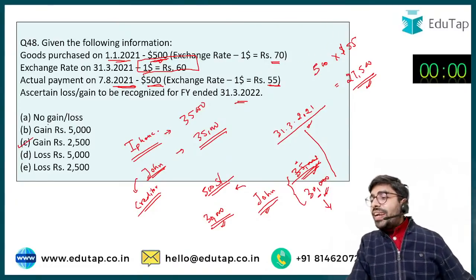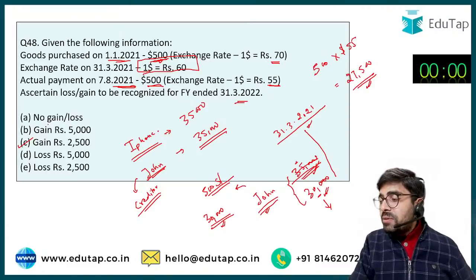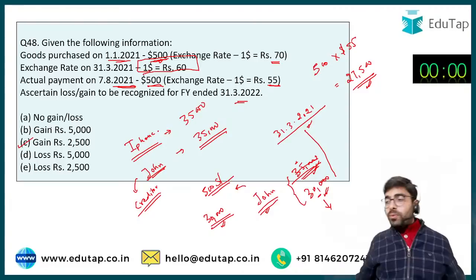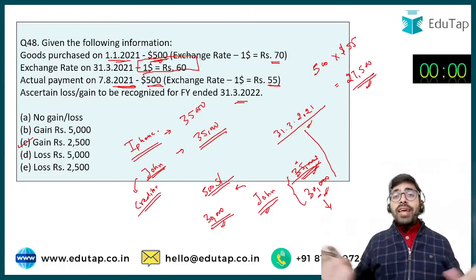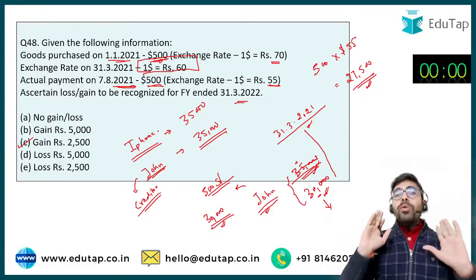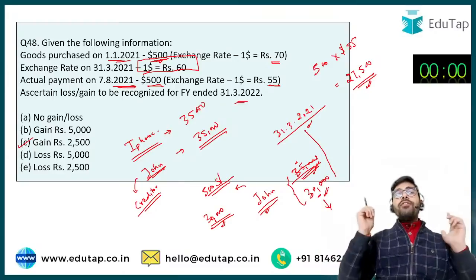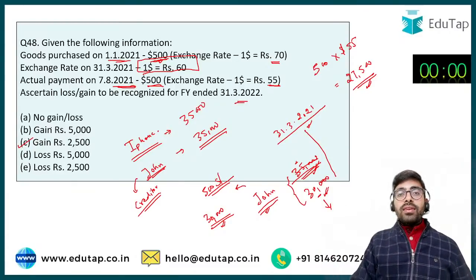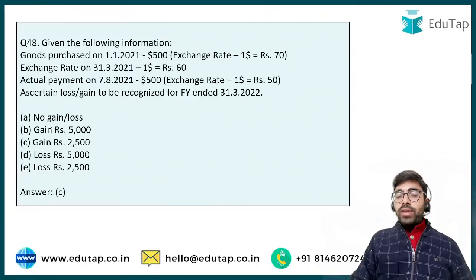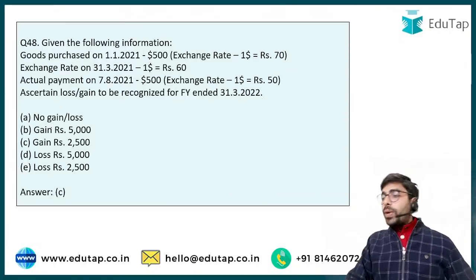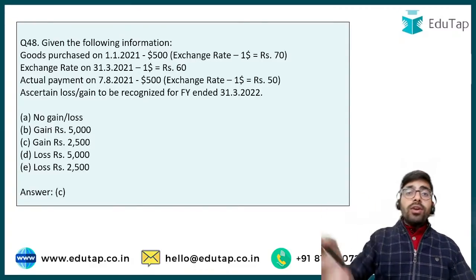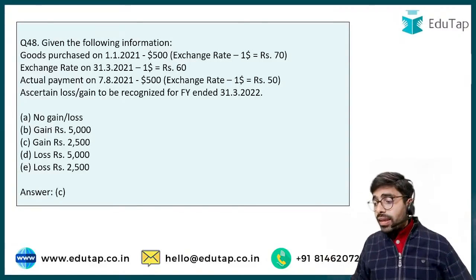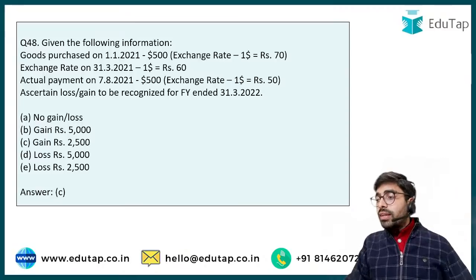I can understand your emotions here, CA Rohit Paliwal, but this is what the accounting standard tells us to do, and this is what we have to do. This is not something I am deciding on my own. I have to follow the law of the land. So this is how the answer is going to be 2,500. I hope all of you have got this concept. Now you would not be stuck in any question relating to exchange rates.